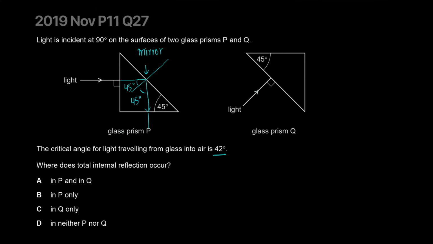All right. What about Q? It goes in straight, same principle. It hits here. This angle is 45 degrees, right? This angle is also 45 degrees, and the same thing is going to happen, and it's going to come right out like that. Interesting, fun stuff, right? And so in both P and Q, total internal reflection is taking place. The correct answer is A.